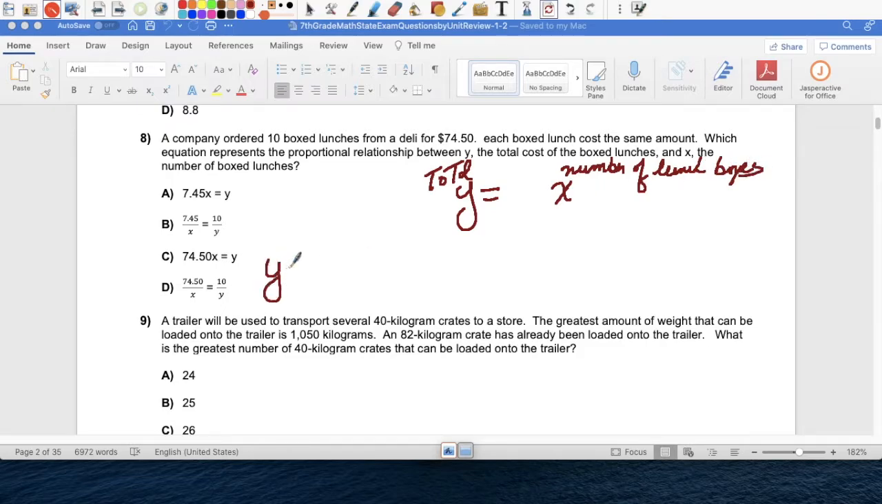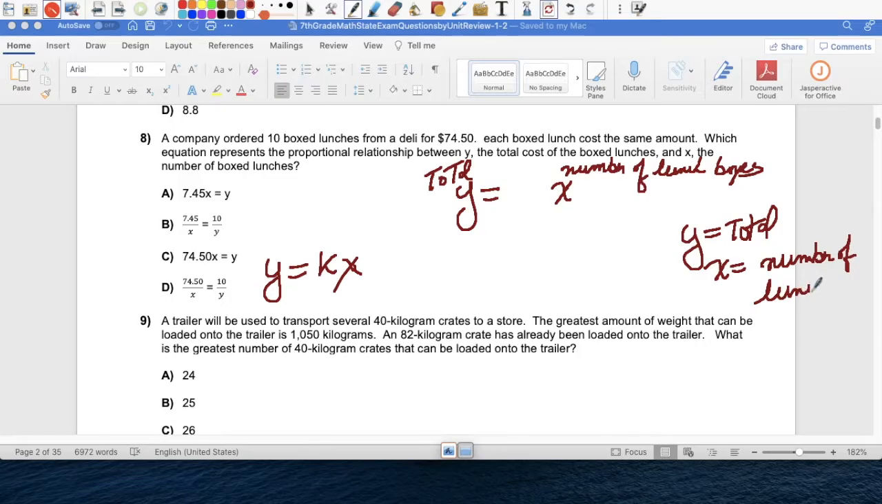If it's proportional, you know our equation is going to look like this. It does have a zero intercept, but it's plus 0, so we don't need to write that. The long way of doing it: y is the total cost, and x is our number of lunch boxes. To find k, we can do k equals y over x. In this case y is 74.50, and x was the number of box lunches, which is 10.